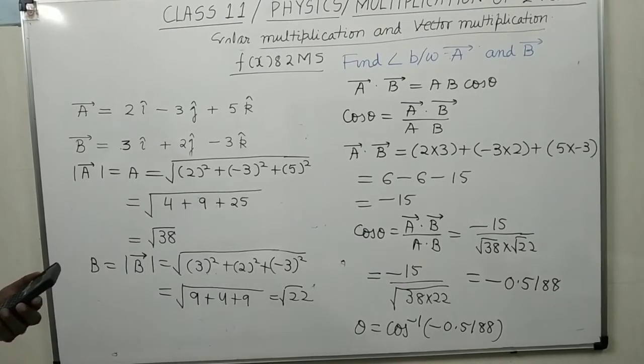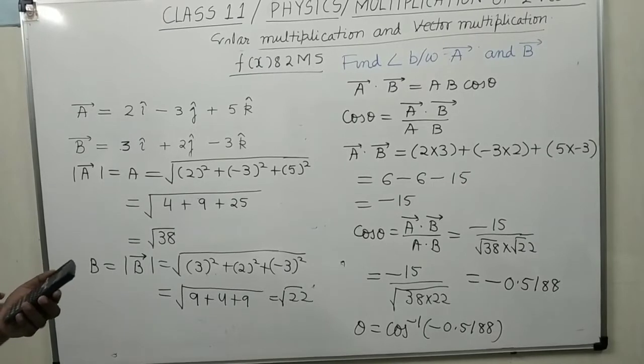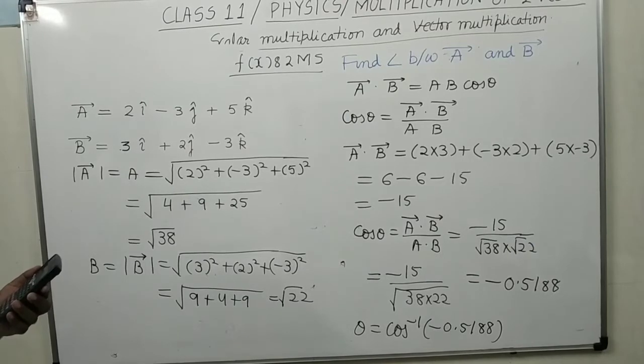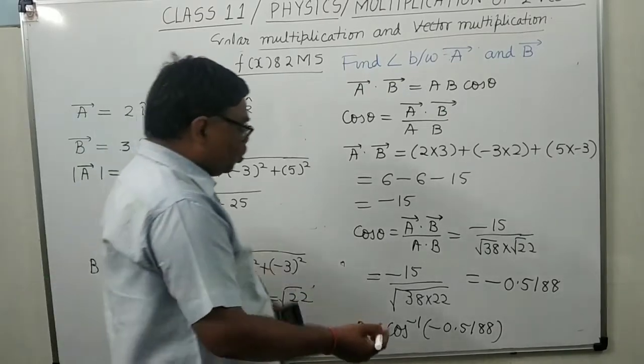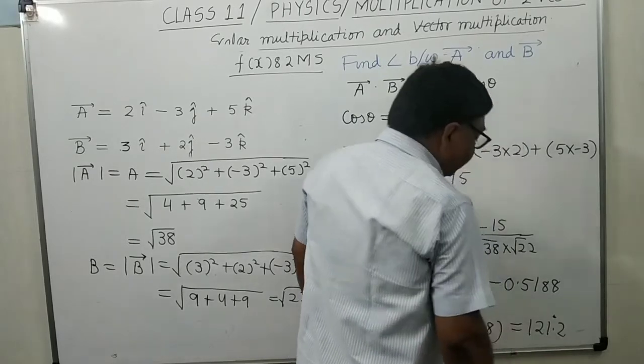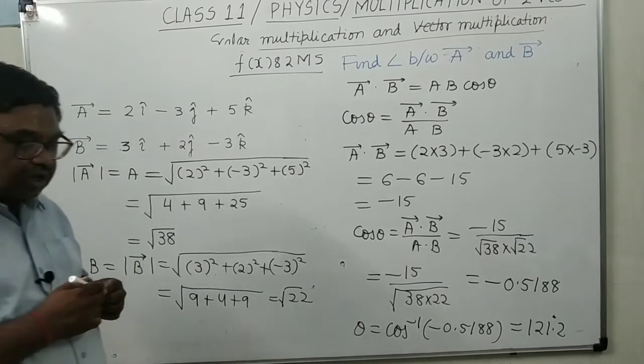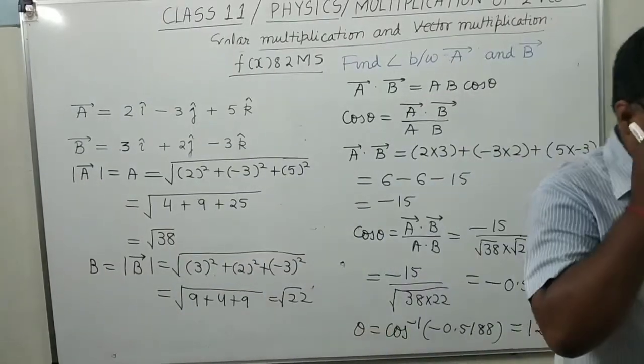So you can see here, it is shift, then cos inverse, then bracket, then minus 0.5188. It's clear, bracket close. So it is equal to 121.2 degrees. It is the angle between these two vectors. It is clear. This way you can find out the angle between the vectors.